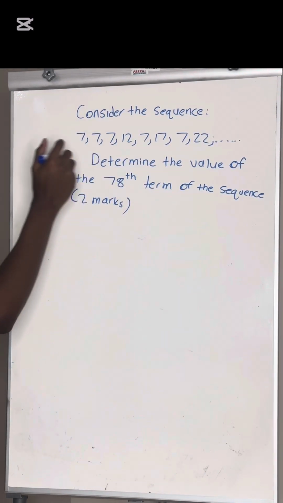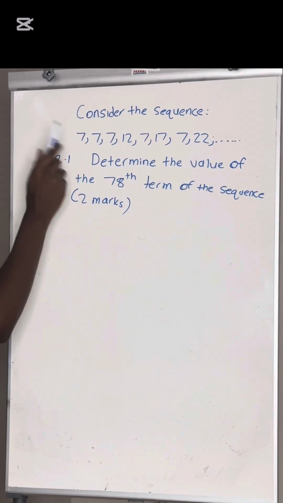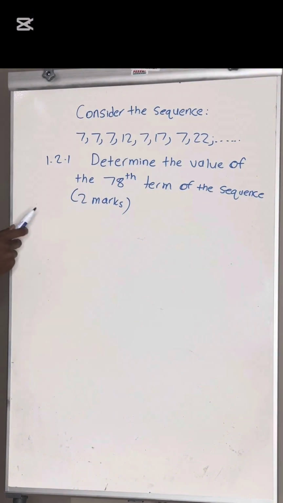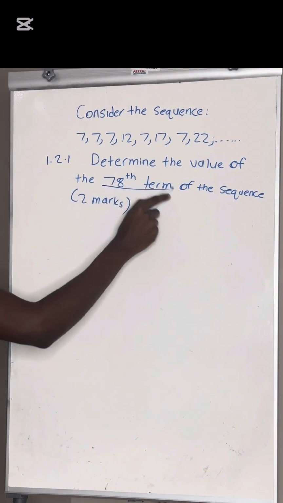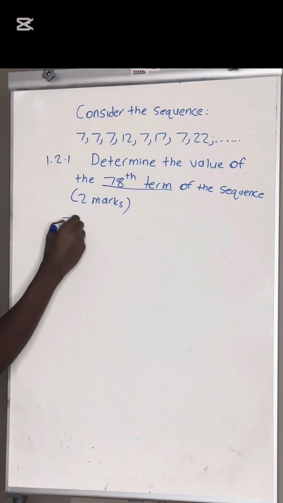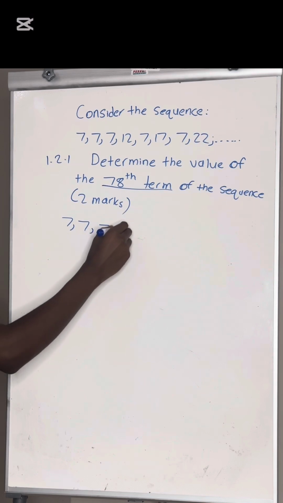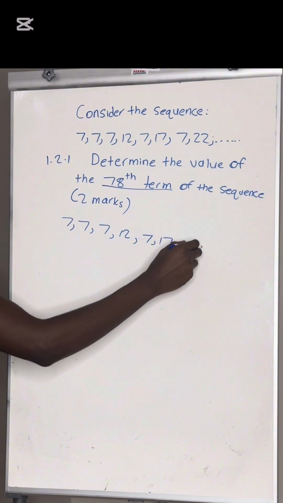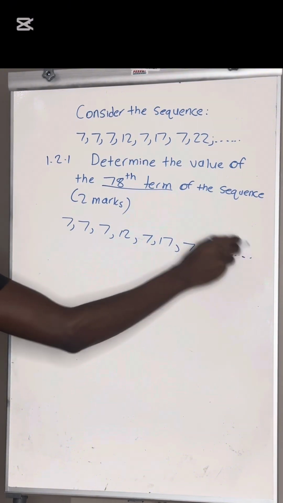So it says here, let's consider the sequence 7, 7, 7, 12, 7, 17, 7, 22, and it carries on. And then the question says, determine the value of the 78th term of the sequence for 2 marks. So it's only 2 marks. Now I'm pretty sure you're looking at all those 7s and 12s and thinking, how is this even a sequence? But let's further break it down. So it's 7, 7, 7, 12, 7, 17, 7, 22, and then it carries on.